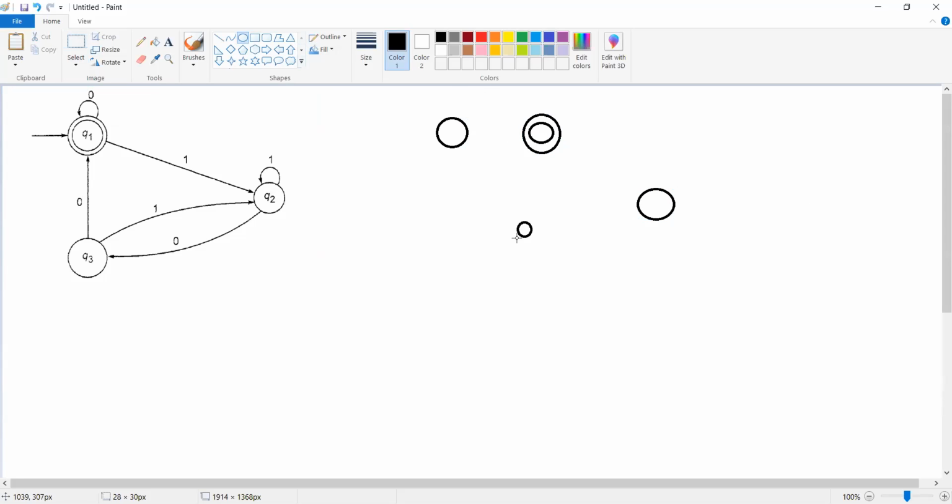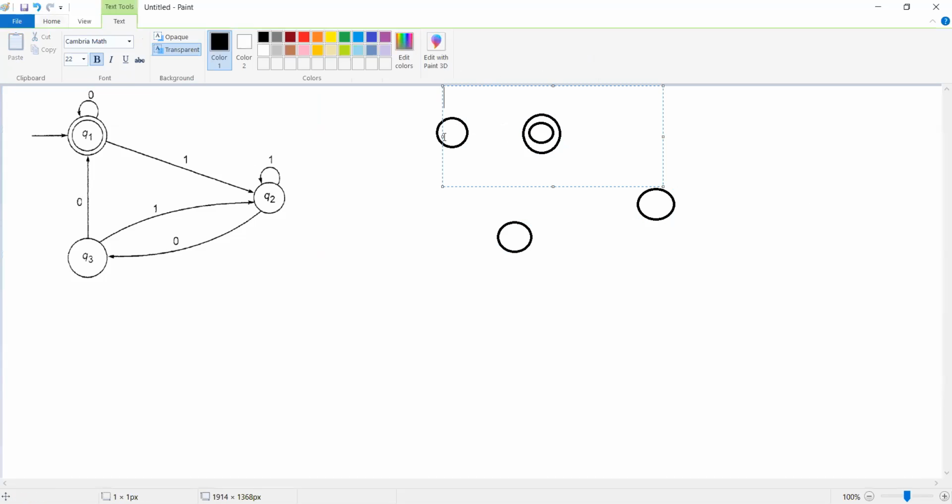And here I will be having Q3. Okay, so first let me give the names. I am calling the newly introduced state Q0, and the old final state will be Q1.